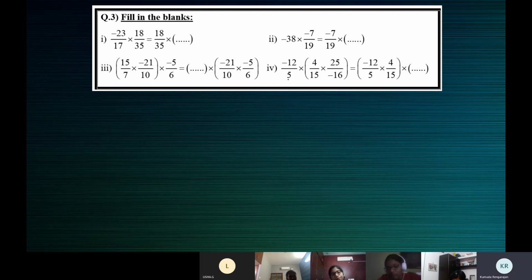So now Swati, Bhavishya remaining. Let me ask Bhavishya, what's the answer for the fourth one? Ma'am, for the fourth one, minus 12 by 25 by minus 16, ma'am. Property? Ma'am, this is the associative property on multiplication on rational numbers. Yeah, of, not on. Of multiplication of rational numbers.